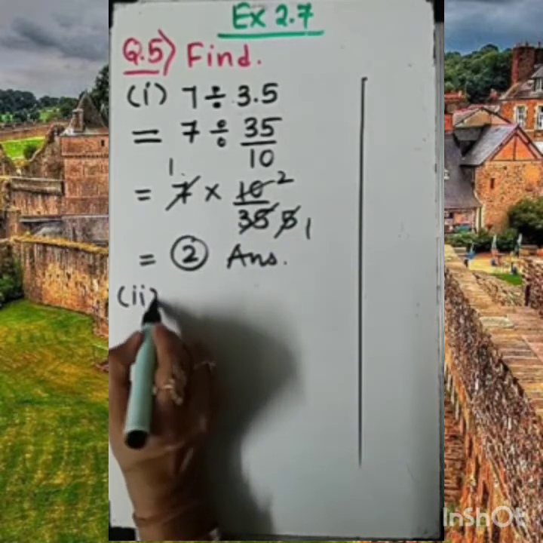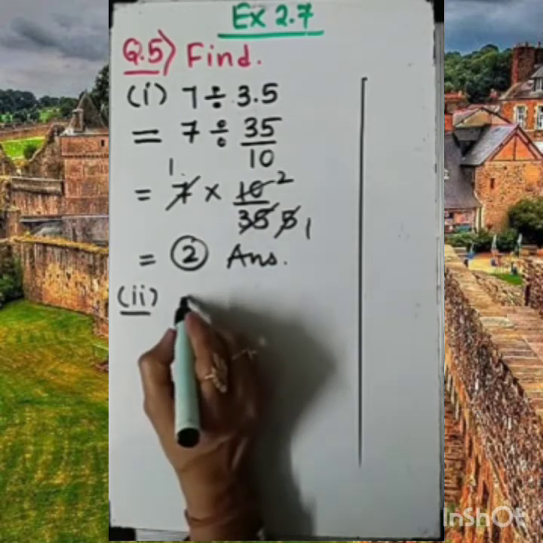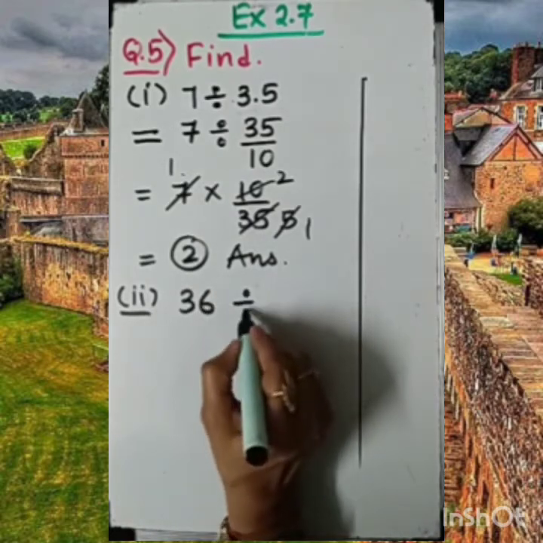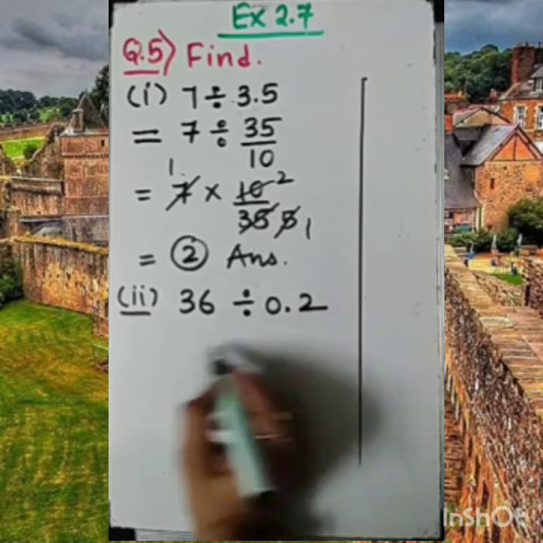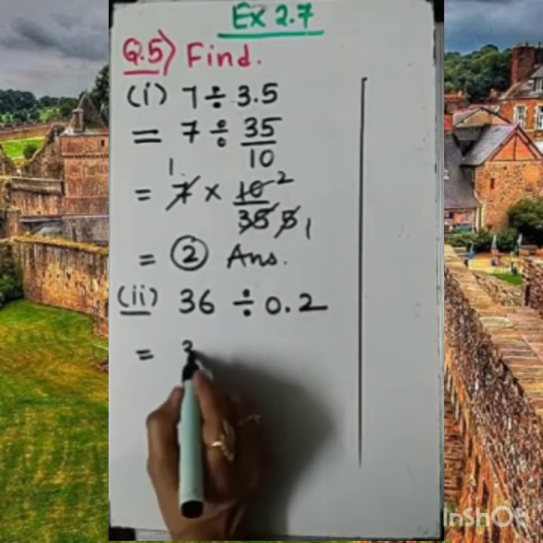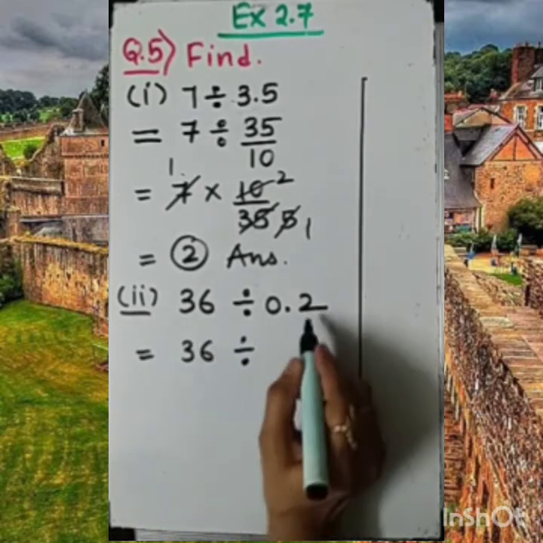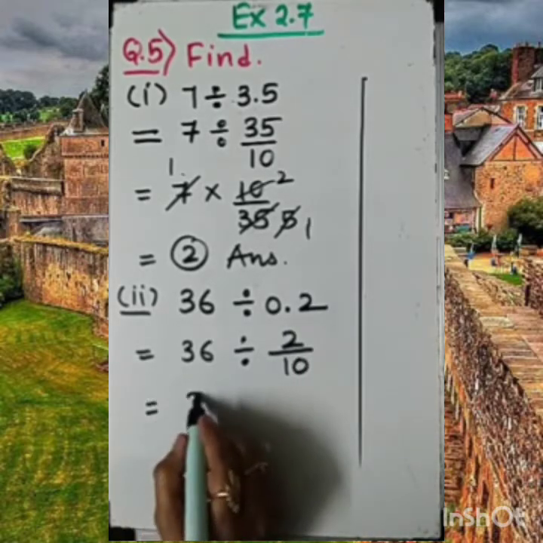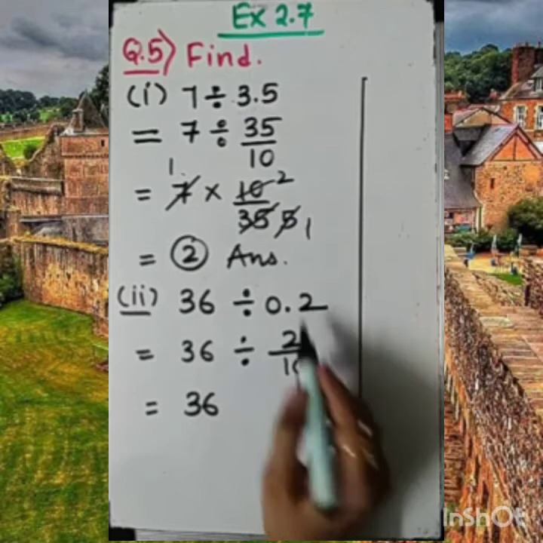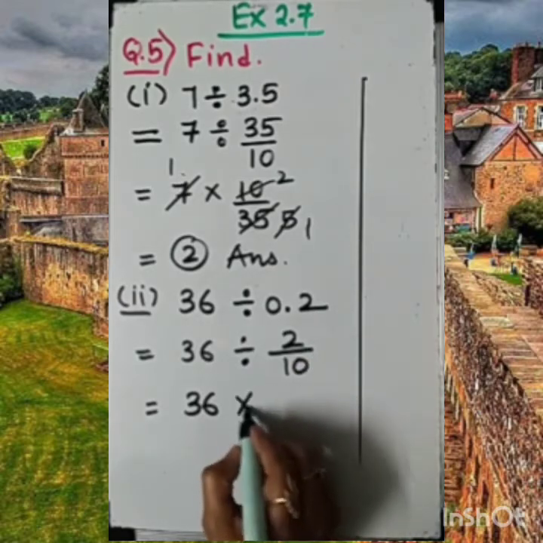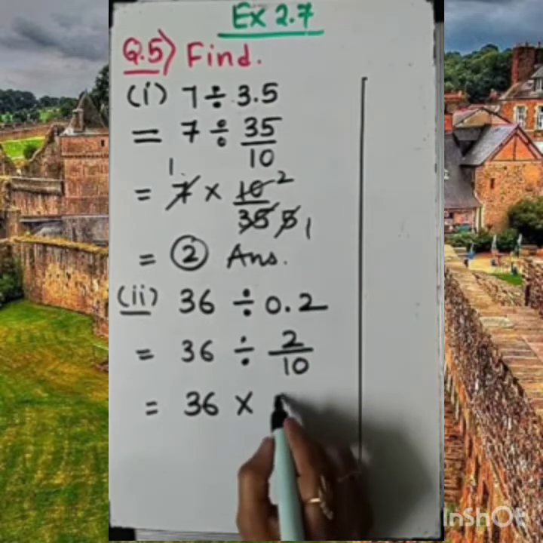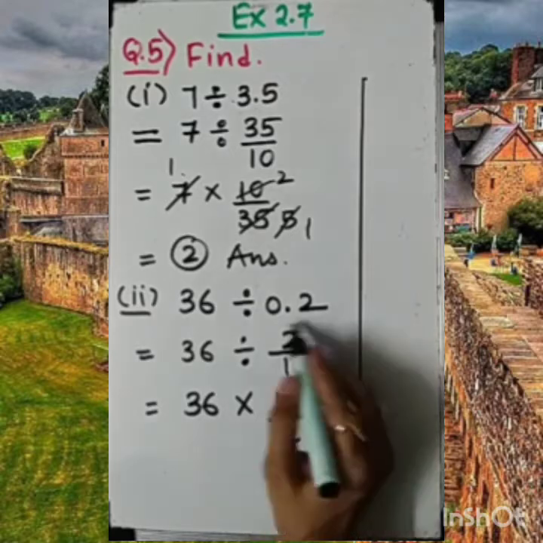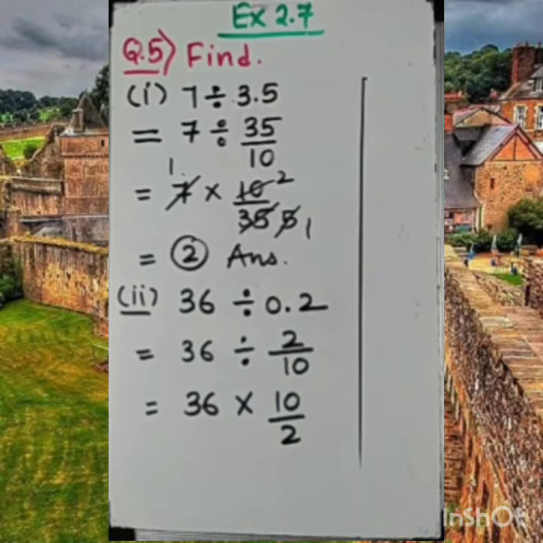Let's try to understand this better through another example. 36 divided by 0.2. Very easy. Let it be as it is. 0.2 can be written as 2 by 10. That is the conversion of decimal to fraction. Now here, if I want to work out with multiplication, then I have to take the reciprocal of 2 by 10, that is 10 by 2.